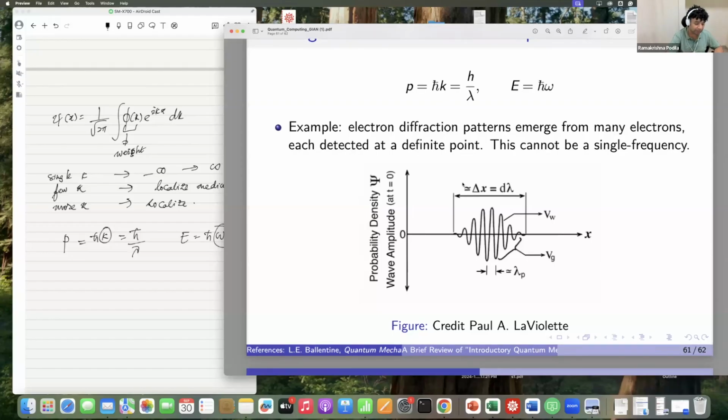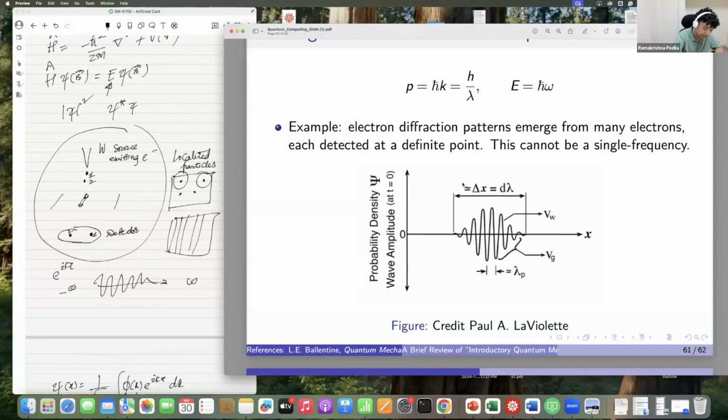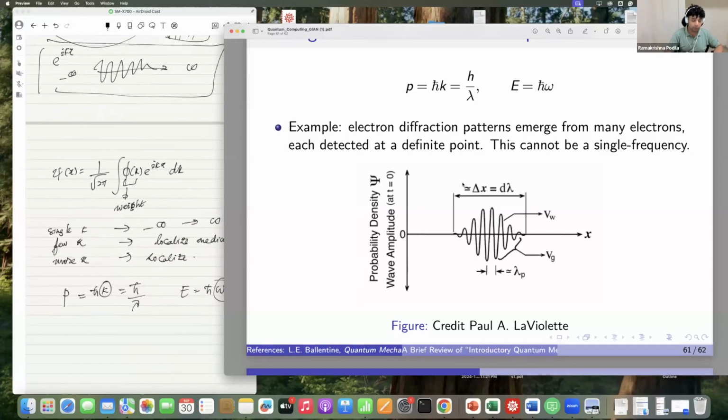Because we have seen that if I have just e to the power ikx, that would be spread out from minus infinity to plus infinity, right? Because e to the power ikx is simply cosine kx plus i sine kx, and they never die down. So no matter what x is, from minus infinity to plus infinity, you would have oscillation between minus 1 and plus 1, right? So I cannot represent a single particle with a single momentum. I need to combine a lot of different momenta to make the wave packet.